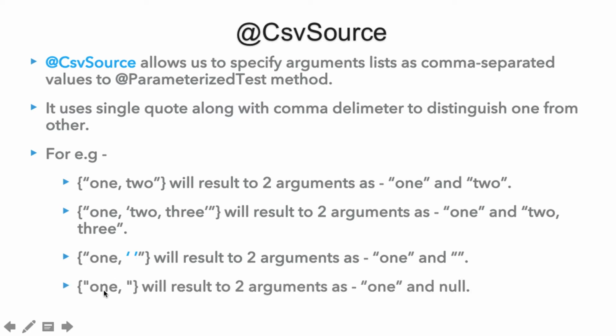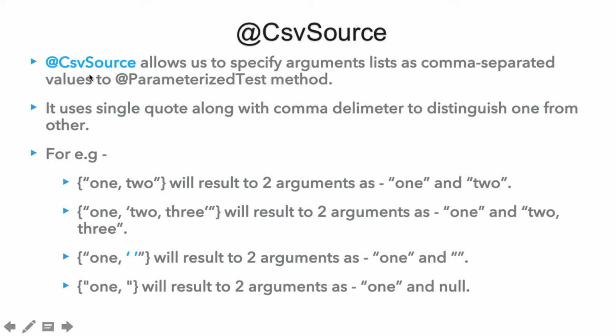In the fourth example, you can see that we have simply provided one value and one comma, and then we haven't provided any single quotes. So whenever we pass this value to @CsvSource, it will see that there is one argument whose value is 1, then there is a comma. So it expects the next value after the comma, and if we haven't provided any single quotes or anything else here, then it will take it as null. So this complete value will result in two arguments. The first argument will have the value 1 and the second argument will have the value null.